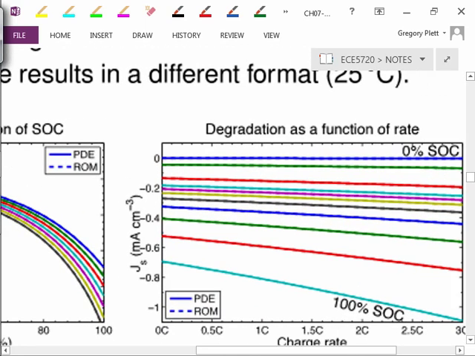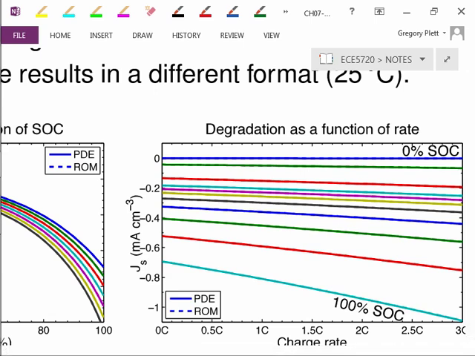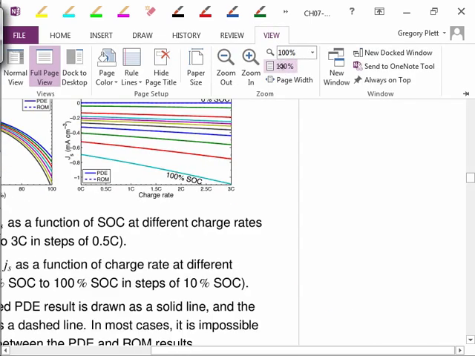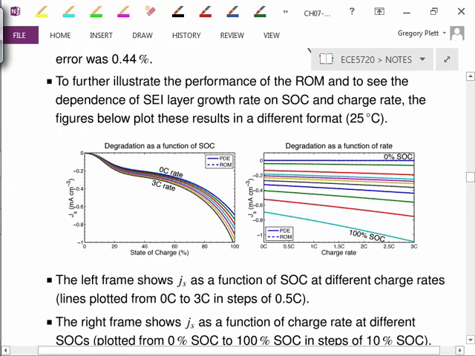Maybe you're able to see it, but every one of these colored lines is in fact two different lines. There's a solid result from the partial differential equation and a dashed result from the reduced order model, and they're so close to each other I can't distinguish them. So maybe if you have the PDF, not PDE, you can zoom in. These should be vector graphics, so you should be able to zoom in until you can see some slight difference, but they're that close to each other that they match very well.